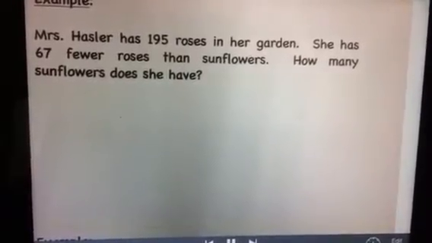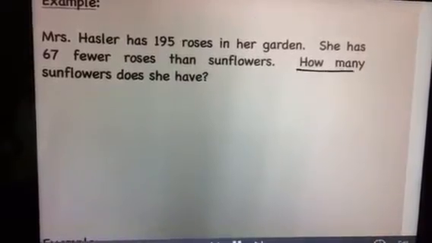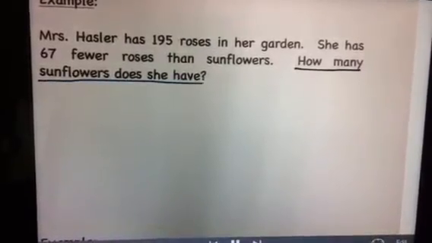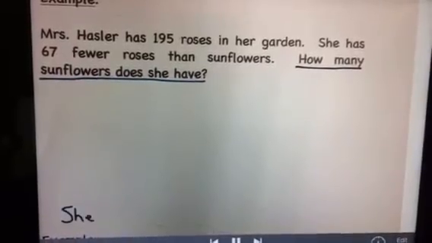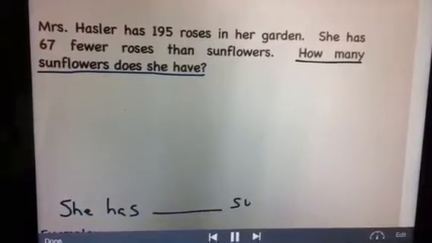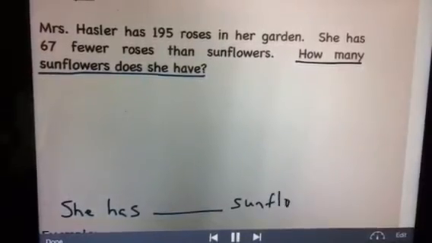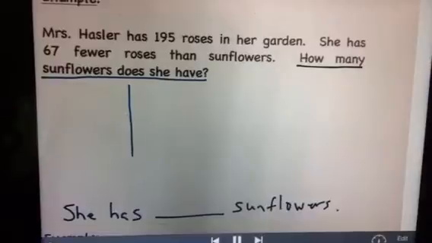Step number 2, write the answer statement using the question in the problem. So the question is, how many sunflowers does she have? So the answer statement is, she has blank sunflowers. Step number 3, draw the starting line.